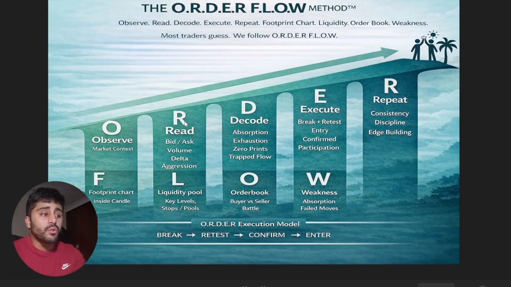The reason I call it the order flow method, or the ORDER, is because we want to observe what the market's doing. So we want to get market context. We then want to read what the market's doing, actually reading it. I have a quote: those who read the market are paid out by those who don't. So the R is very important, and the R allows you to decode the market, which is D. This is absorption of buyers and sellers. Once you've achieved that, you then want to execute based on what you've decoded.